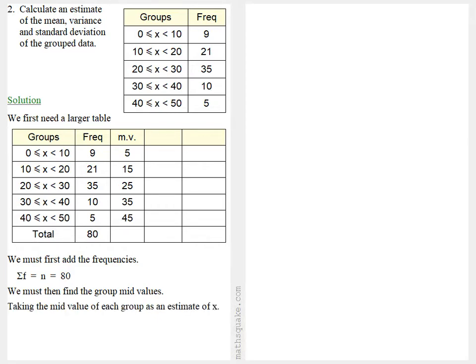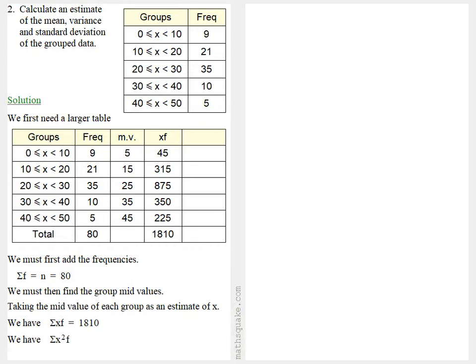And taking the mid-value of each group as an estimate of x, we want the sum of each mid-value times its frequency. That is the sum of each xf. We say we've got 9 with the value 5, 21 with the value 15 and so on. So we work out 9 times 5 is 45, 21 times 15 is 315, 35 times 25 is 875, 10 times 35 is 350, and 5 times 45 is 225. And that gives a total of 1810. So sigma xf is 1810.